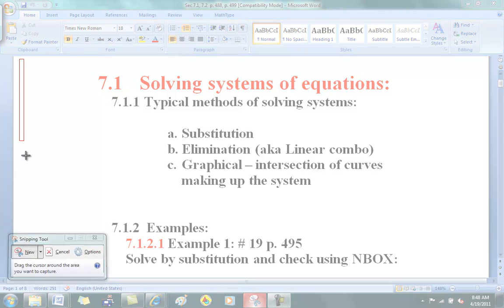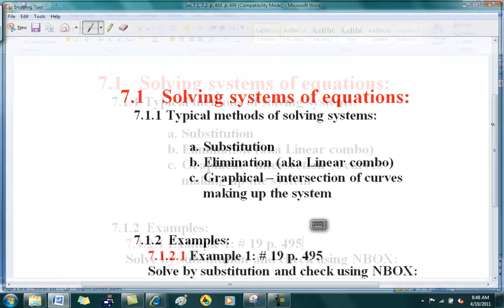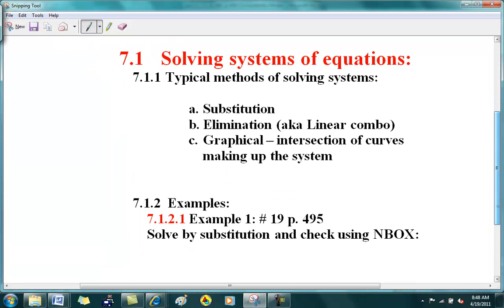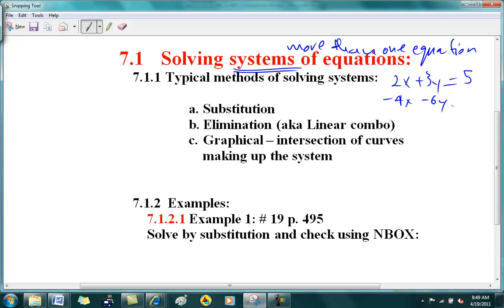So you must have come across the term systems of equations. First of all, what do we mean by a system? It means really more than one equation. For example, 2x plus 3y equals 5 and minus 4x minus 6y equals 7 is called a system of equations because there are two variables and two equations to solve.